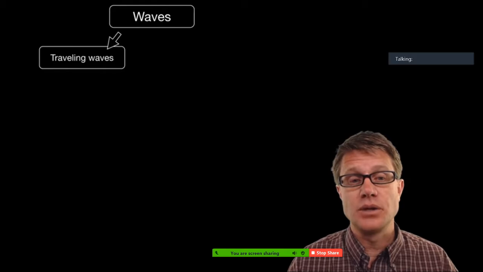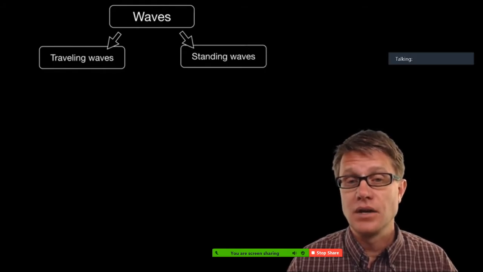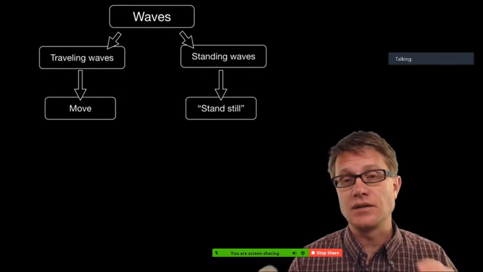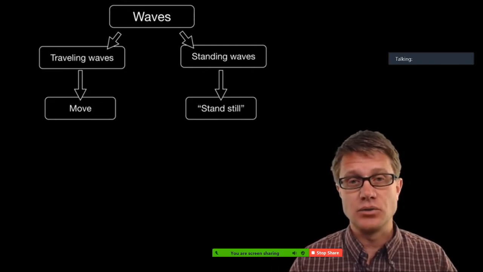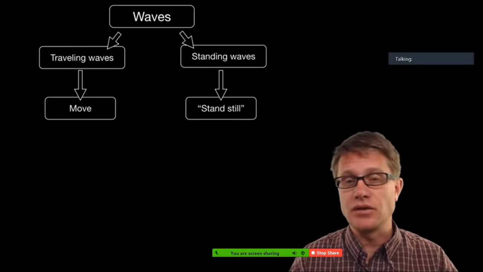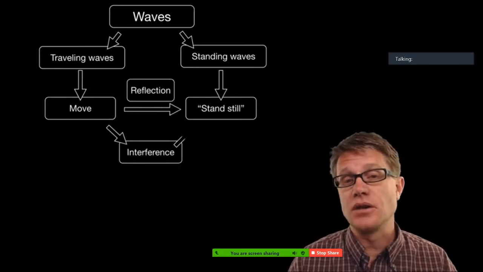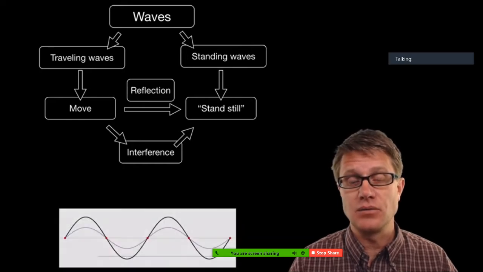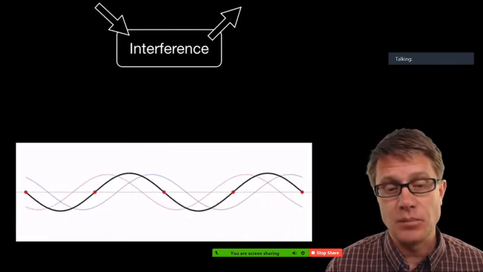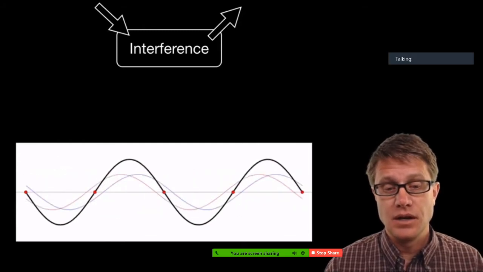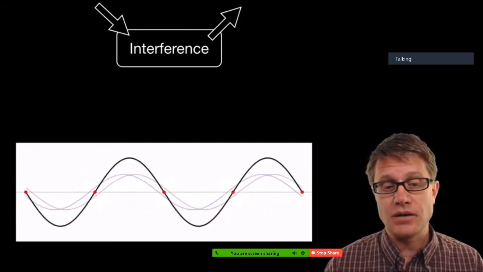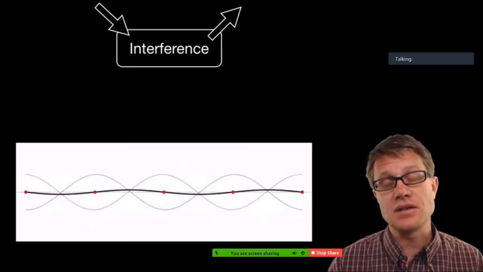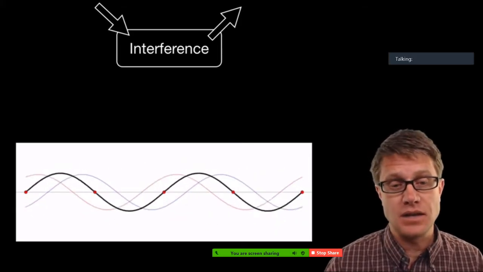And so waves can either be traveling or standing waves. Traveling waves will move from one place to another, and standing waves will appear to stand still. Now, when you look at it, it's kind of an illusion. They're standing still, but the traveling waves are bouncing back and forth. In other words, they're being reflected off the boundaries, and then there's interference to create these standing waves. And so if we look at this animation, the dark wave is going to be the standing wave, but in the background you can see the blue and the red waves that are bouncing back and forth, and it's the summation of them that creates the standing wave.